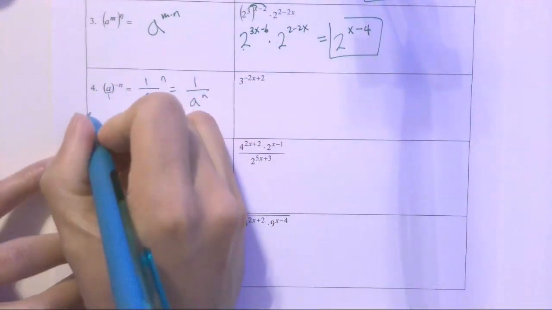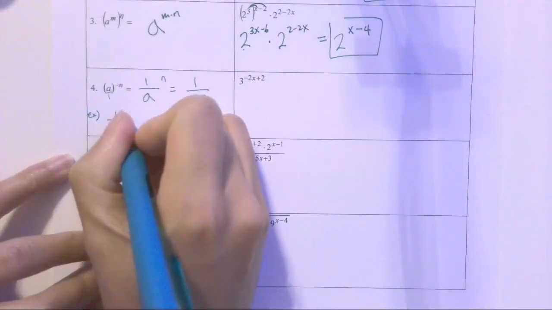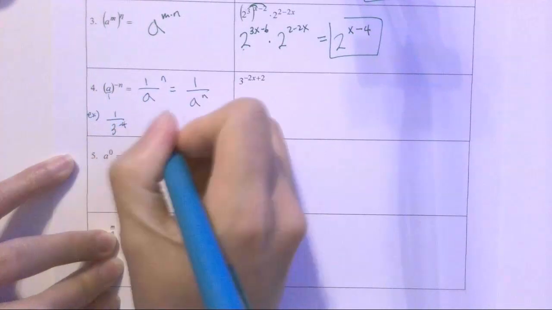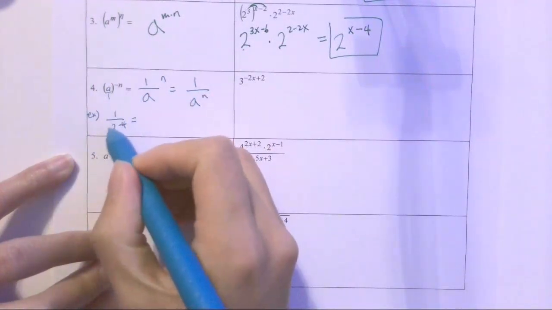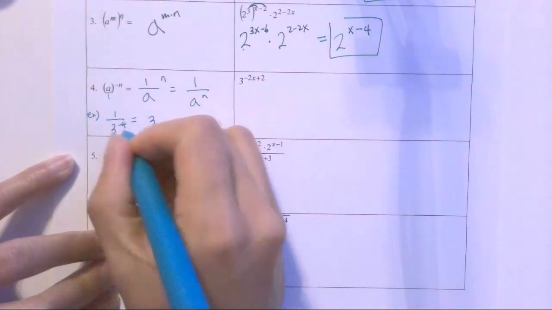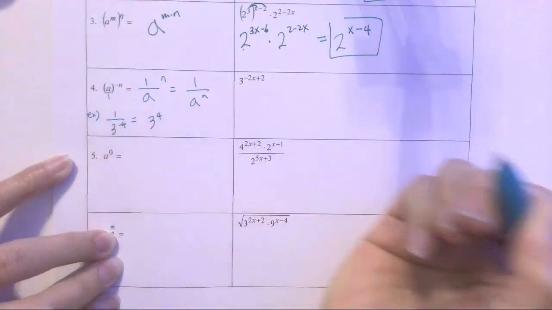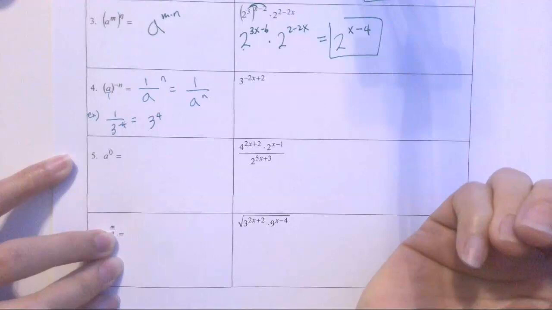So let's say, for example, I have 1 over 3 to the negative 4th power. What are we going to do with that? Well, 3 is in the denominator, so I'm going to move it up to the numerator and then make that negative 4 a positive 4, so 3 to the 4th power. That's what you will do.